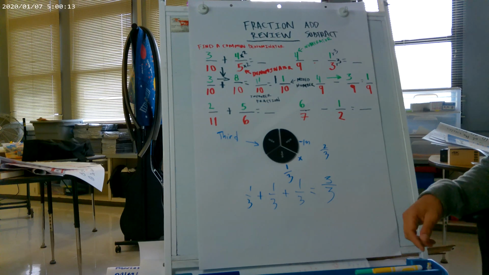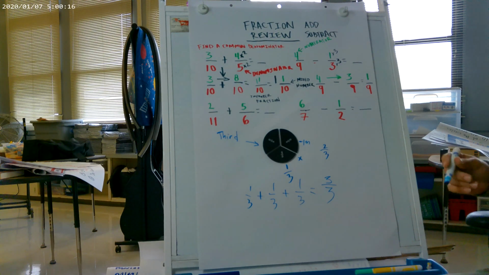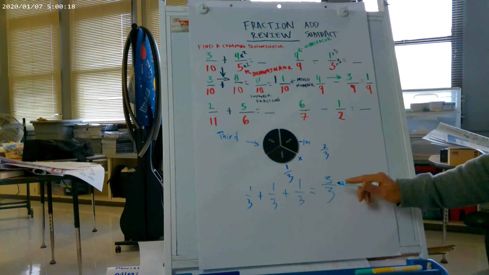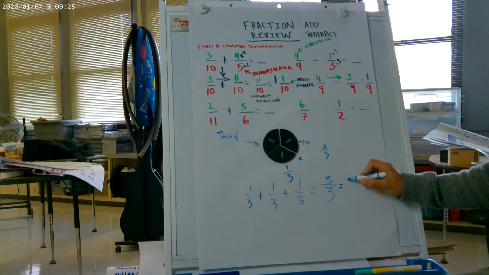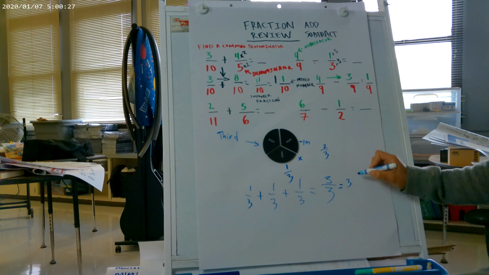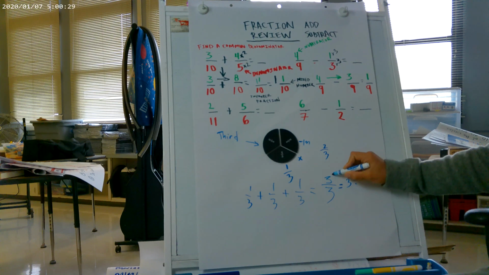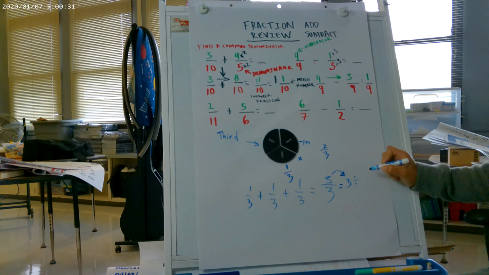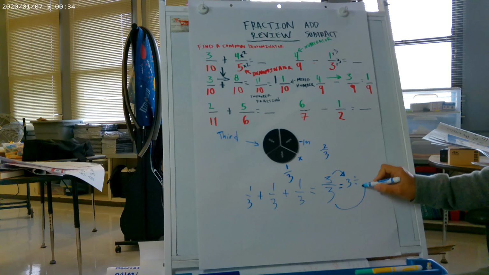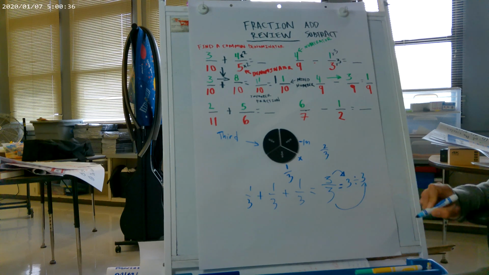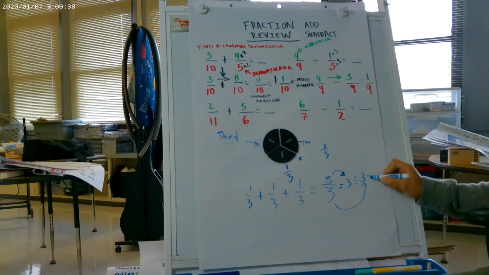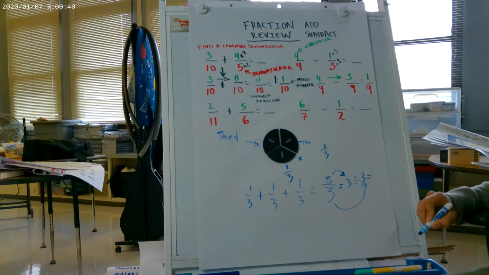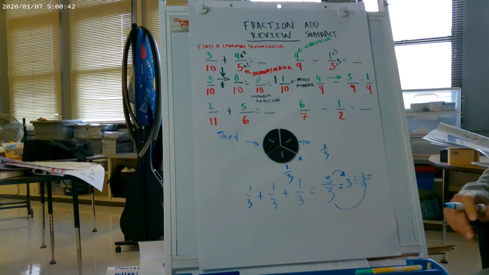Same if I said, okay, well I have 3/3, okay? 3/3 is equal to 3 divided by 3. Yeah, Betsy, you're remembering. What's 3 divided by 3 equal to? What's any number divided by itself equal to?